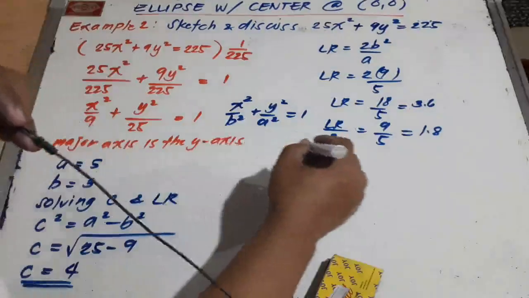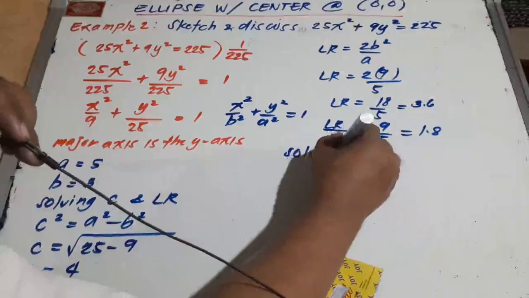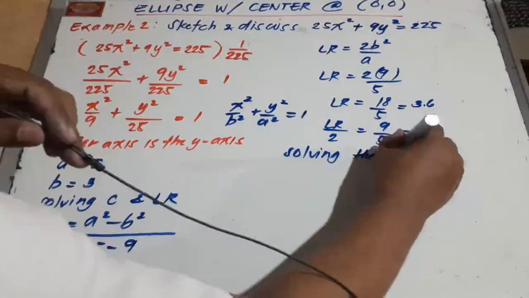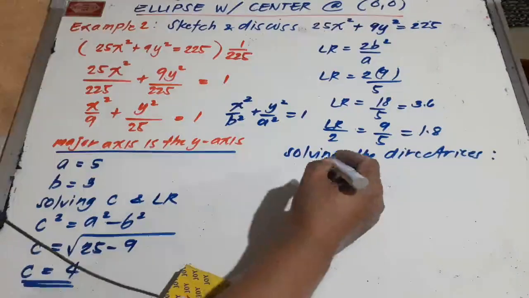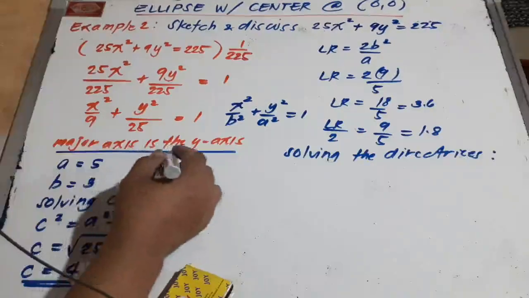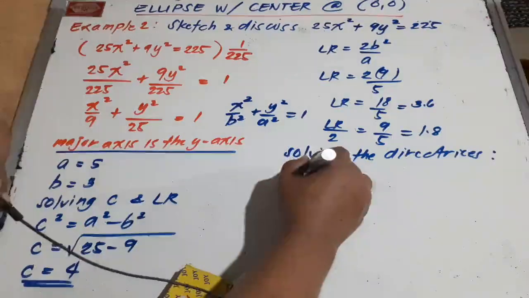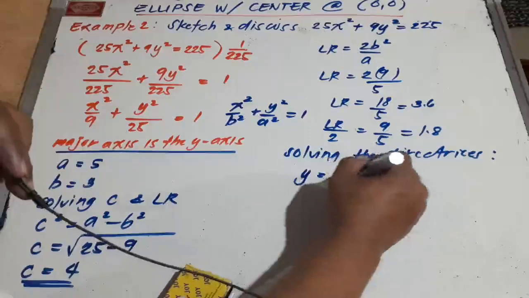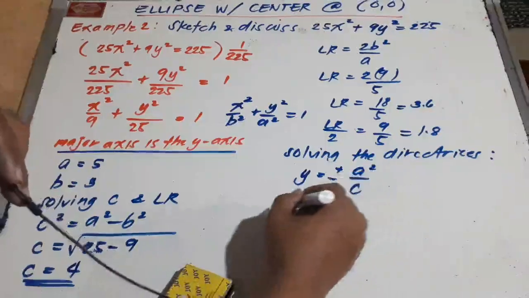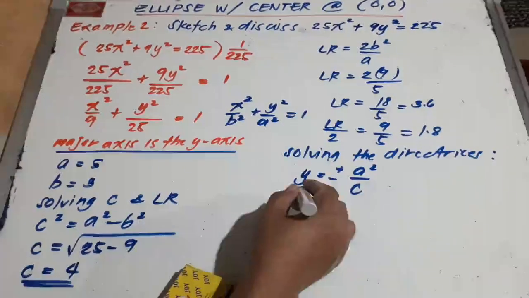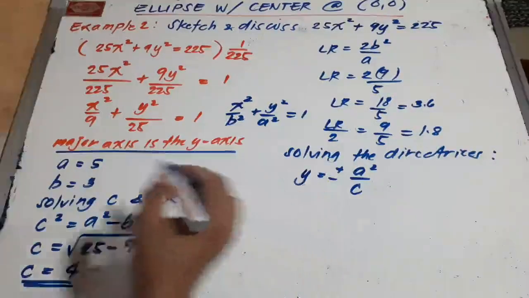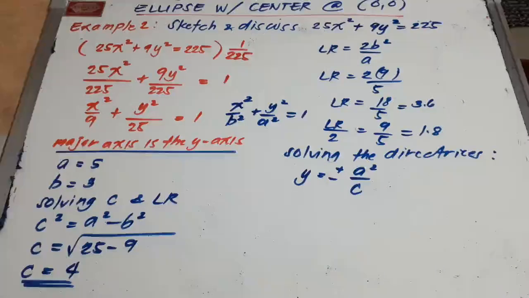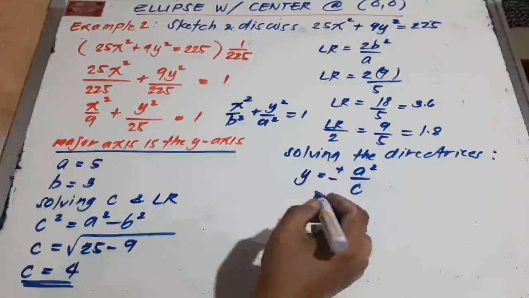Yeah. Then the last is solving the directrices, the equation of the directrices. Since the major axis is the y-axis, the equation of the directrices is y equals plus or minus a squared over c. Di rin nabago yung right side ng equation. Nabago lang natin ay yung left side. Kapag major axis x-axis, we have x equals plus or minus a squared over c. And when major axis is the y-axis, we use y equals plus or minus a squared over c.